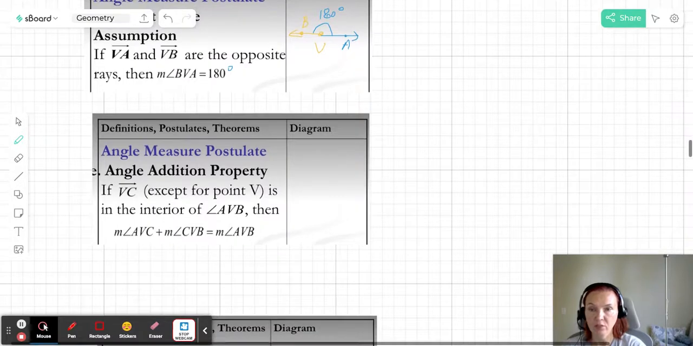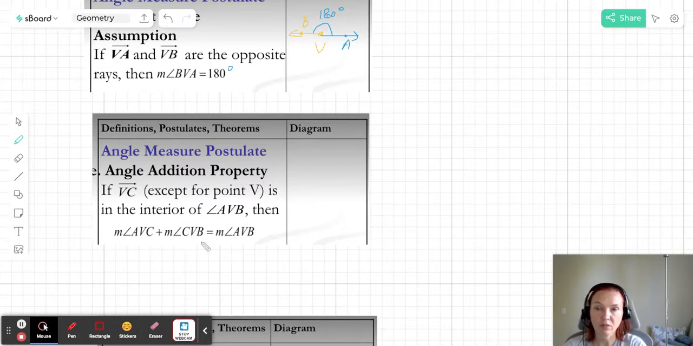Next part of the angle measure property says if I have ray VC in the interior of angle AVB, then measure of angle AVC plus CVB is AVB. And this one is a very important one. It's called the angle addition property. We'll be using it quite often.